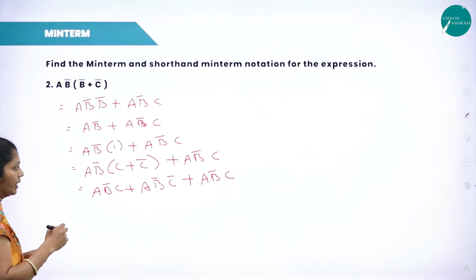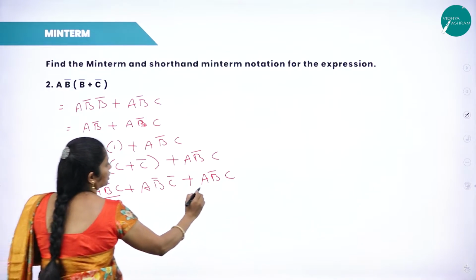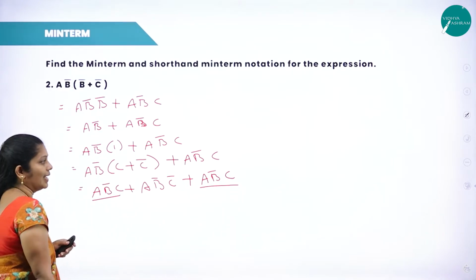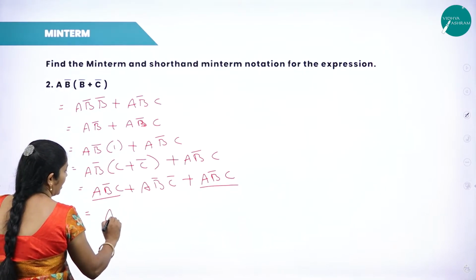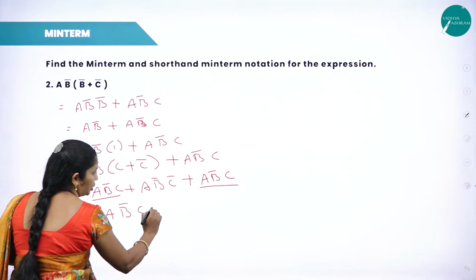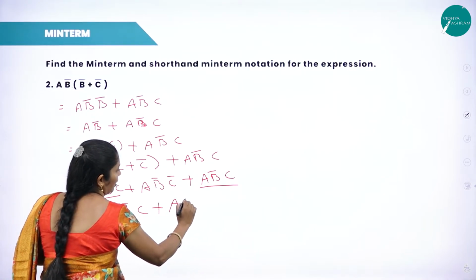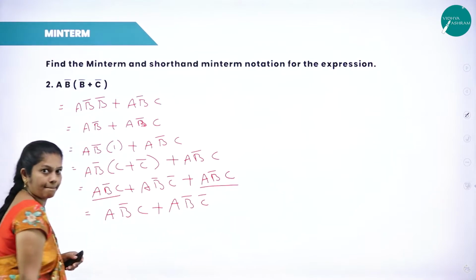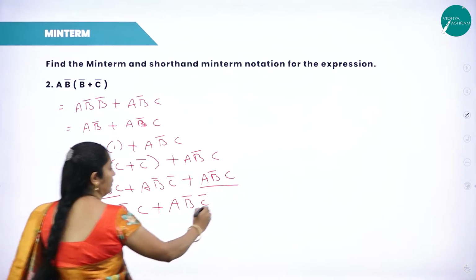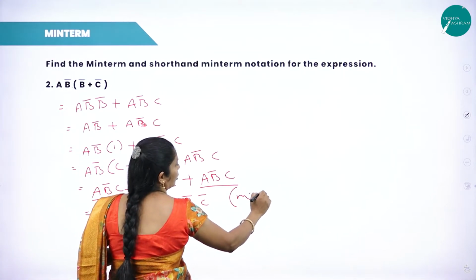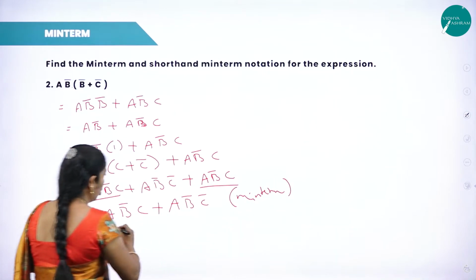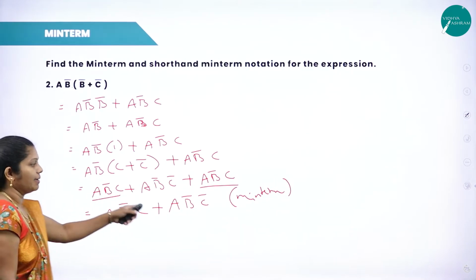Now just remove the duplication. See, the first and last both contain the same values, that is a b bar c. Now write down a b bar c. Remove the duplication. Next a b bar c bar. Okay, now this is the min term form because all the parts contain all the variables a, b, c.